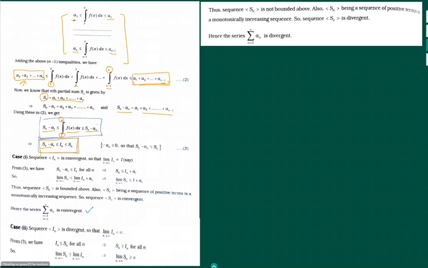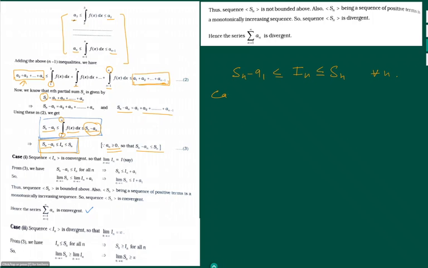Now, Sn minus an is less than or equal to Sn because an is greater than or equal to 0. Since an is greater than or equal to 0, Sn minus an is less than or equal to Sn. So what we have got is that Sn minus a1 is less than or equal to In, which is less than or equal to Sn, for all n. This is what we have got.